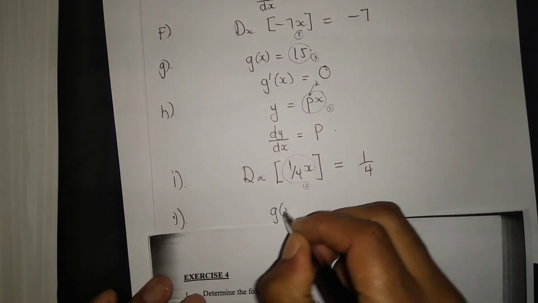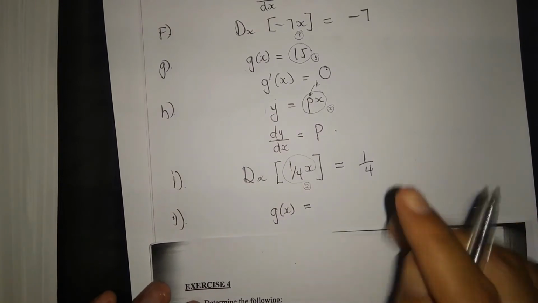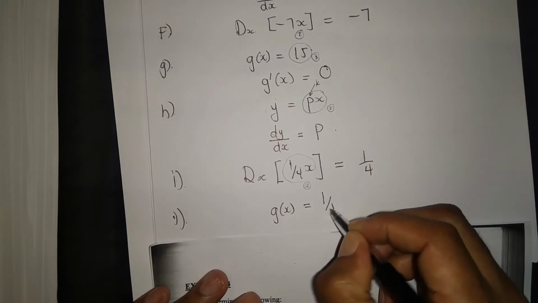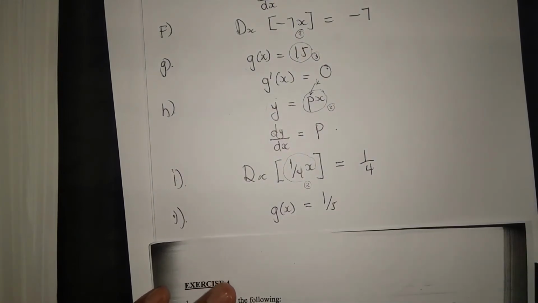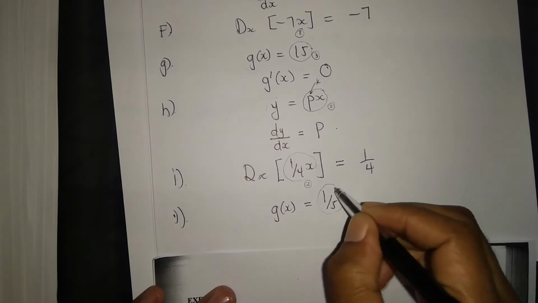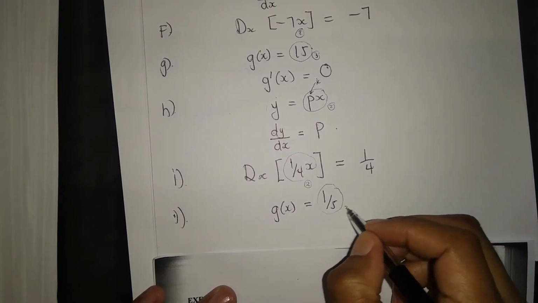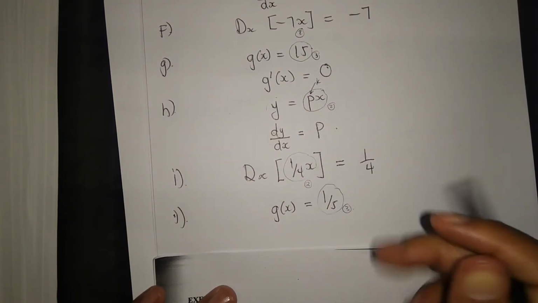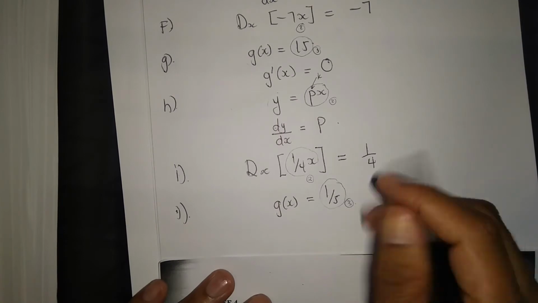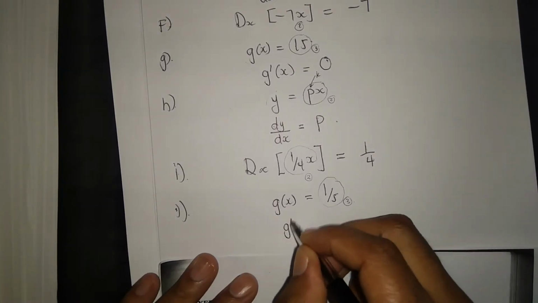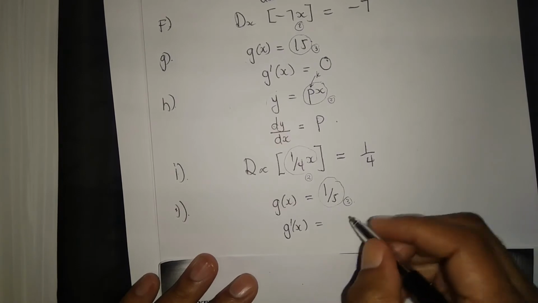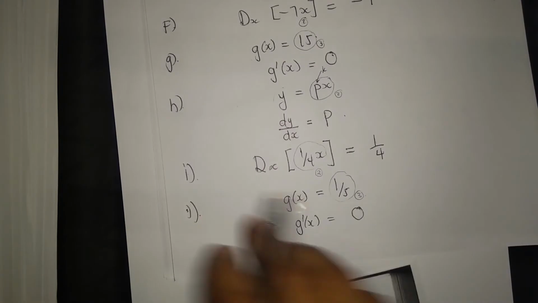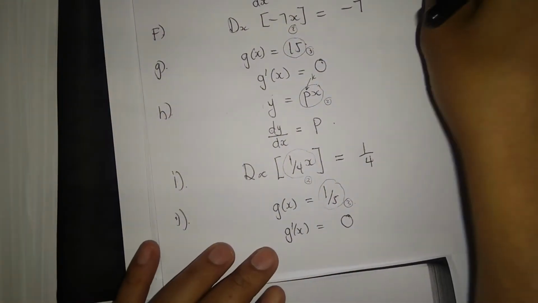Now give me g of x, and don't forget you must understand the symbol you must use here. g of x is equal to 1 over 5. This is rule number 3, because 1 over 5 is a constant. So therefore g prime x is equal to 0. Okay, I think draw a line now.